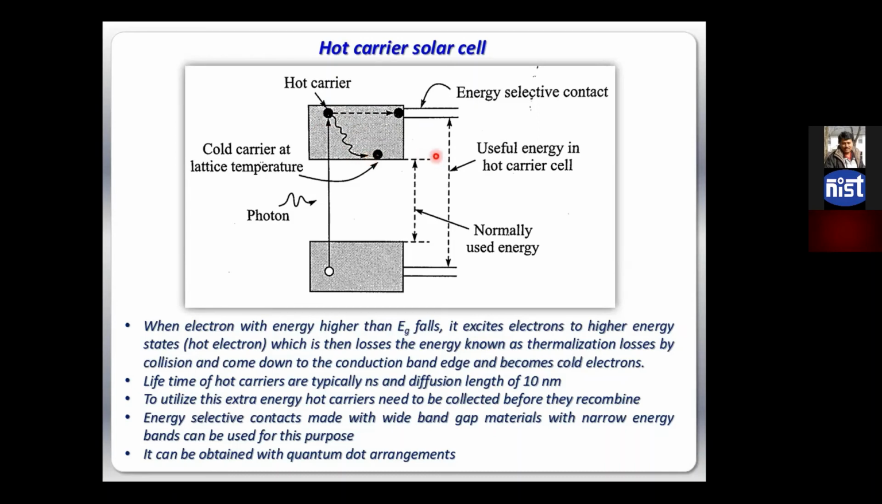So this is the concept of the hot carrier solar cell, where we select a few selective contacts to extract the majority of the charge carriers which are at the edge of the conduction band and valence band. And we can also use energy selective contacts, which can extract the hot carriers from their hot state itself. So that can minimize the thermal losses significantly.